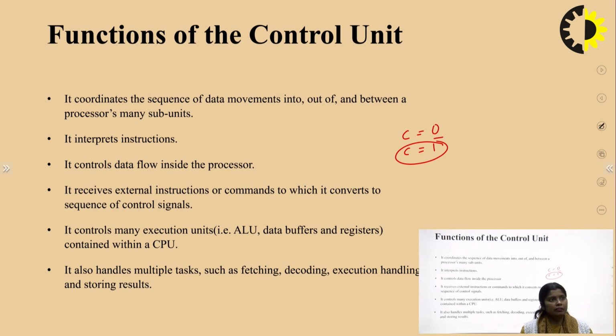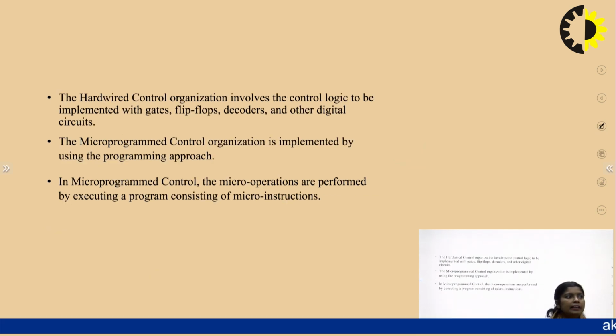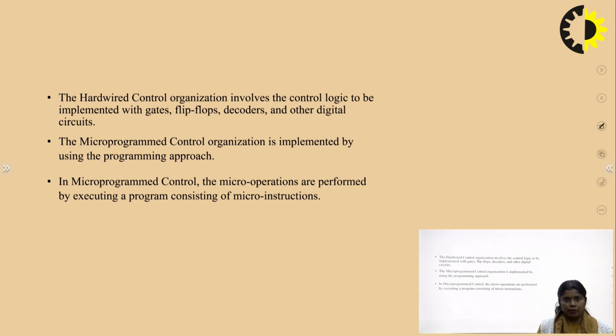When we discuss the control unit, the control unit design methods are of two types. One method is the hardwired control unit, and the next method is the microprogrammed control unit. These are not types of control unit; hardwired and microprogrammed are actually the design methods for how this control unit is going to be designed.